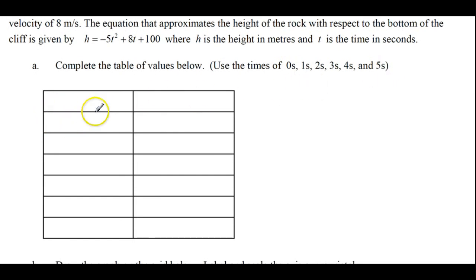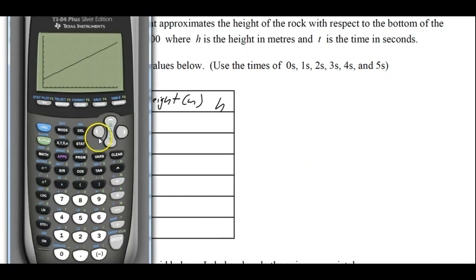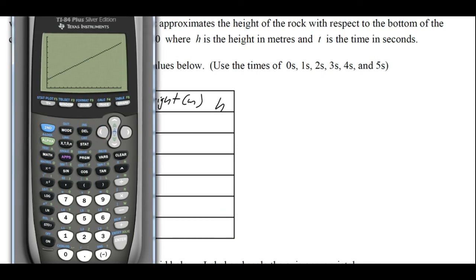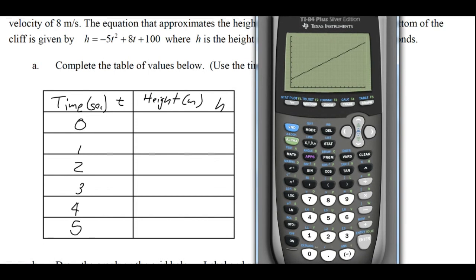Okay, so what do we want? 0, 1, 2, 3, 4, 5. Good, we've got some room up here. So this is time, which is measured in seconds using the variable t. This is height in meters using the variable h. 0, 1, 2, 3, 4, 5. And I need 0, 1, 2, 3, 4, 5. I am going to cheat. I'm not cheating. I'm going to use the calculator to do this for me.